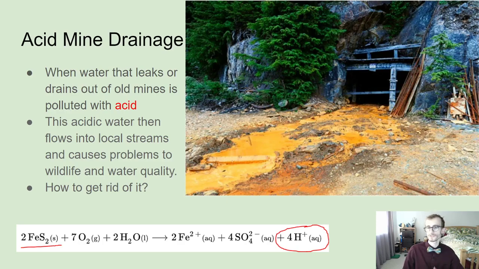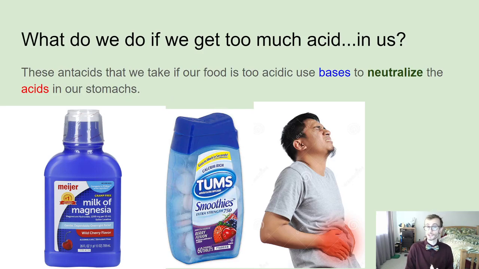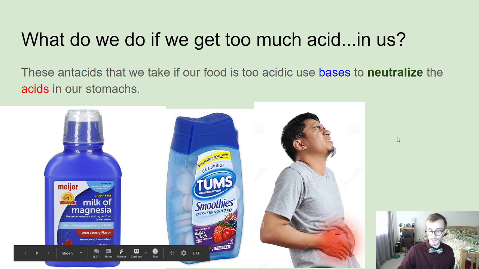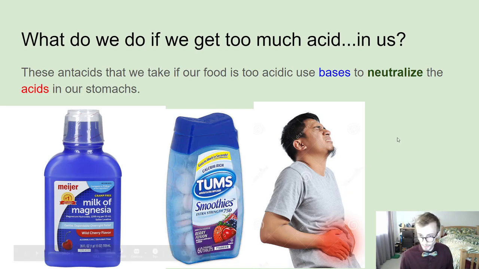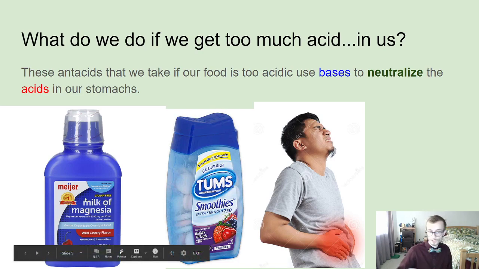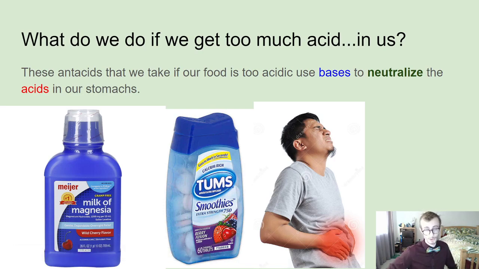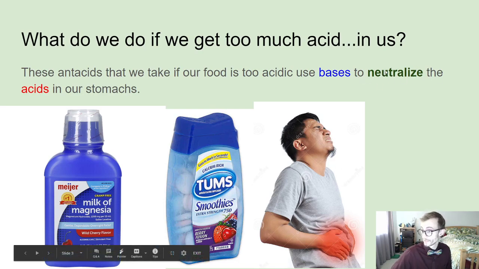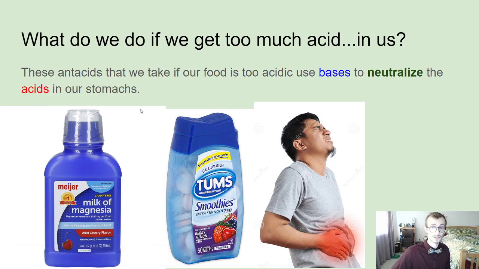So to take a step back from this major problem, let's look at a smaller problem that happens to us in our everyday life. What do we do if we get too much acid inside of us? You can see a picture of this man who's maybe eaten one too many spicy foods. Well, we typically will take what we call an antacid, something like a Tums, or this is milk of magnesia. Both of these are actually chemicals. I know you might be spooked because chemicals, but these are chemicals that are designed to neutralize the acids in our stomach.